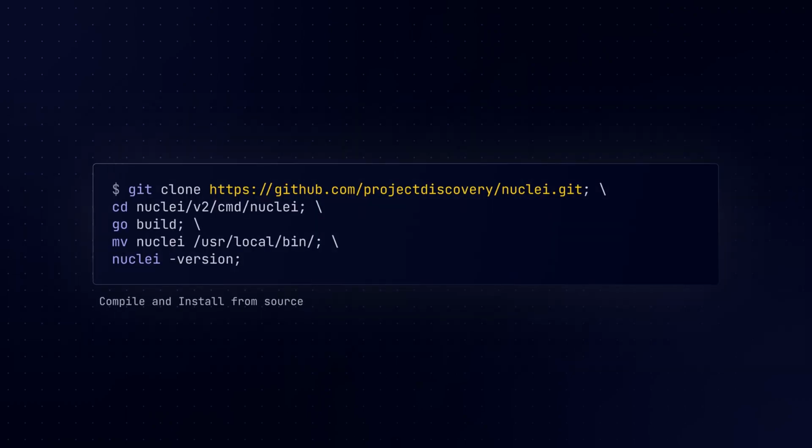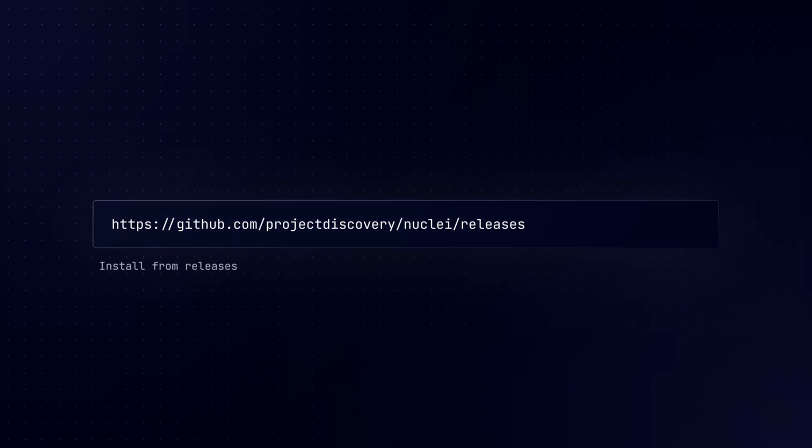If you want to manually compile from the source, you can just download the source code from GitHub and compile it with the Golang compiler. And if you are not a fan of compiling anything and just want to download stuff, well, I got an option for you. You can just download the compiled binary from GitHub releases.